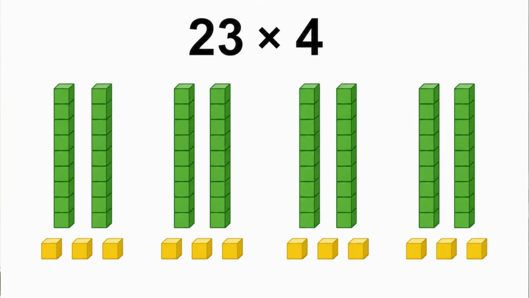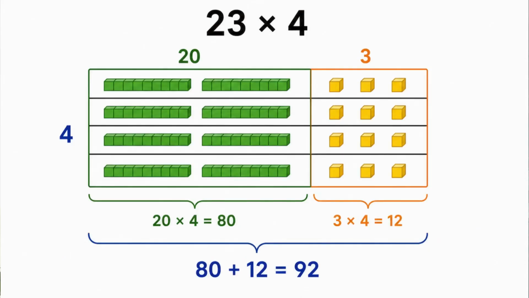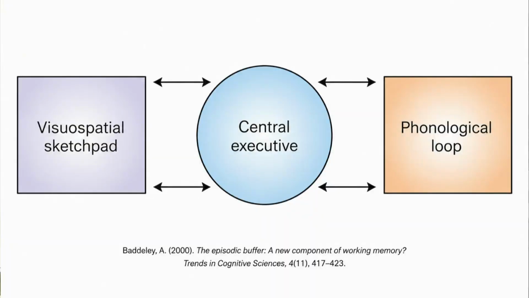In the I do phase, I model 23x4 with base 10 blocks, a drawn area model, and mathematical symbols, and a think aloud. I deliberately connect these steps back to every step of the circuit stations. The spoken explanation and repeated vocabulary, including factor, partition, partial product, engage the phonological loop. The blocks, the colour coding, the area diagram engage the visuospatial sketchpad. The central executive must coordinate attention across these sources.